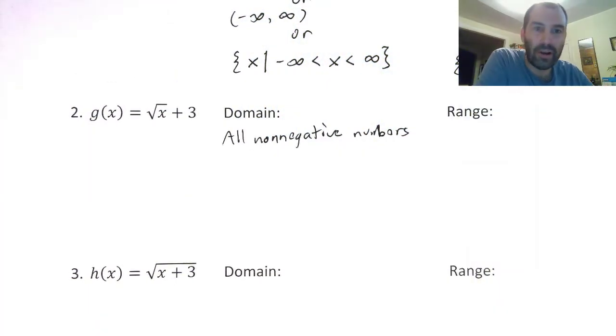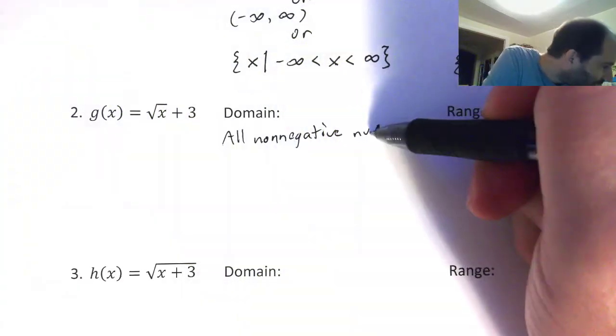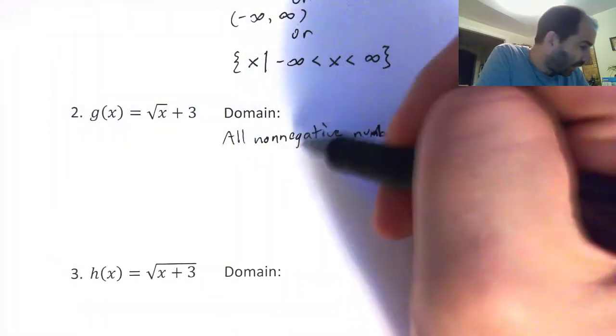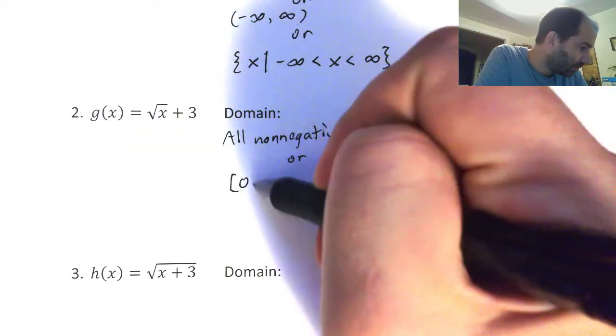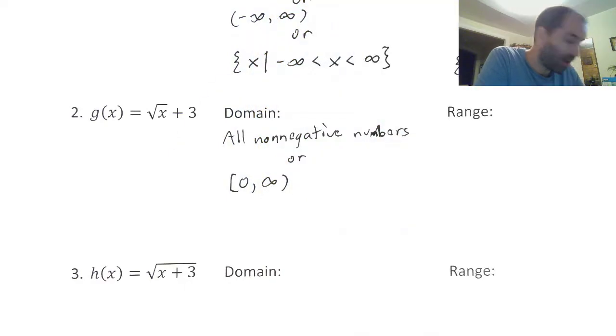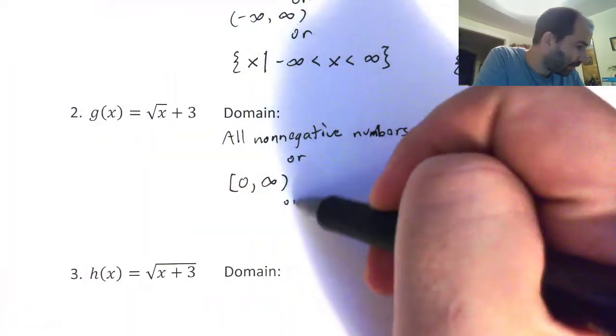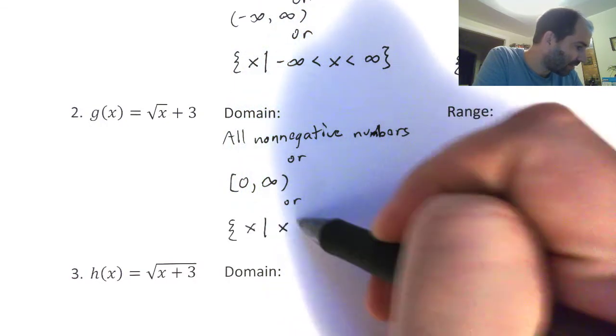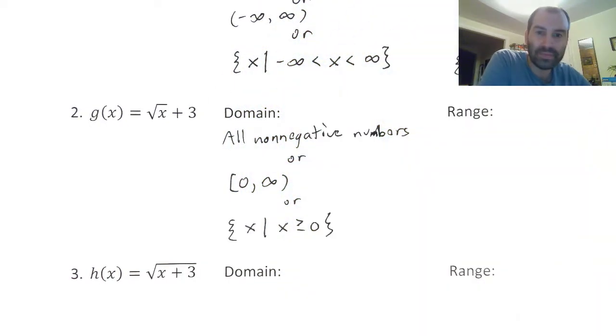Got to work on my handwriting there. All non-negative numbers. All right. Or in interval notation, we could write it like that. Or in set builder notation, I could write all numbers x such that x is greater than or equal to 0, right?